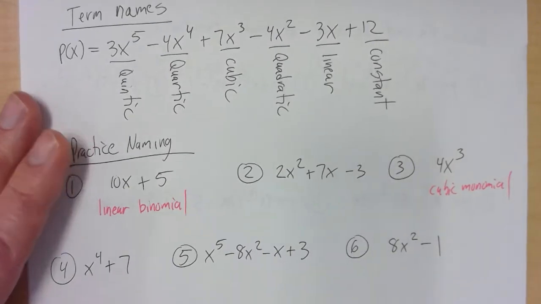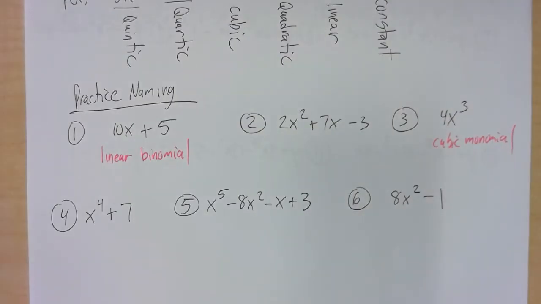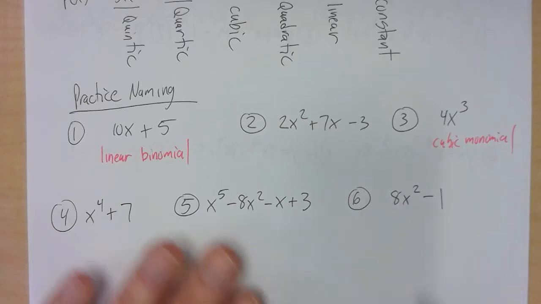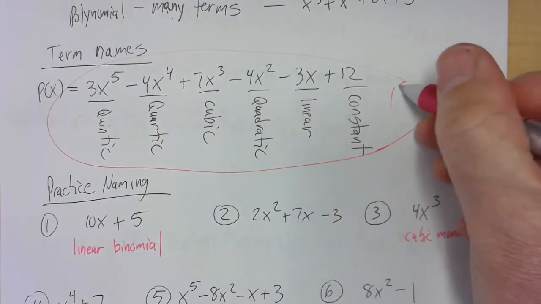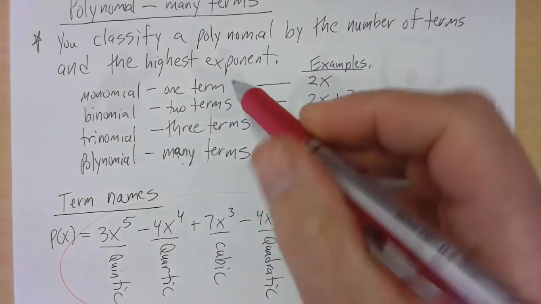Okay, so try these. So here's the problems. If you want to pause the screen and write all these down. So you give it this name first, right? So this is first. And then the number of terms is second.